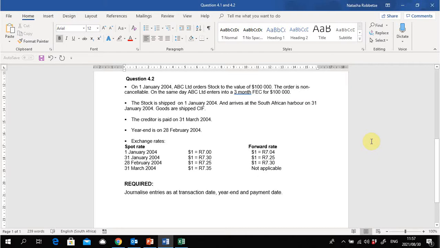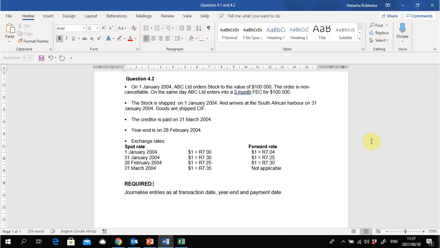In question 4.2 it says on 1 January 2004 ABC Limited orders stock to the value of $100,000 and the contract is non-cancelable. So we already know that this is a firm commitment, which makes it a fair value hedge. On the same day, they enter into a 3-month contract for an FEC worth $100,000.